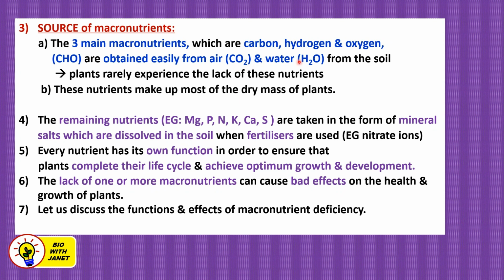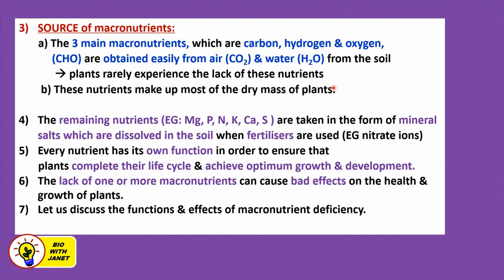So these two inorganic compounds, carbon dioxide and water, are involved in the process of photosynthesis to help the plants produce glucose. And from glucose, the other organic compounds are formed, such as proteins and lipids, right? So all these organic compounds like carbohydrates, proteins, and lipids have the elements C, H, and O in them. They actually originate from the carbon dioxide in the air and water from the soil. Now, plants rarely experience the lack of these nutrients because they are easily available in the environment, right?